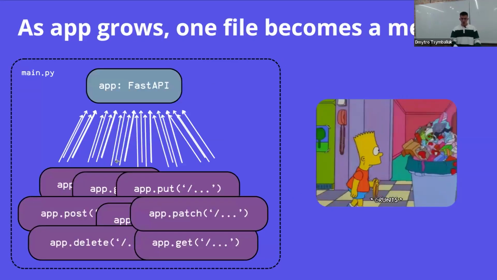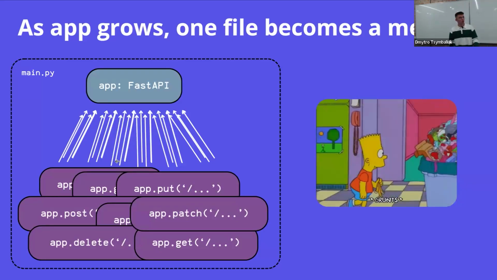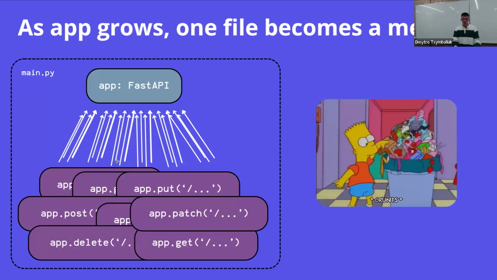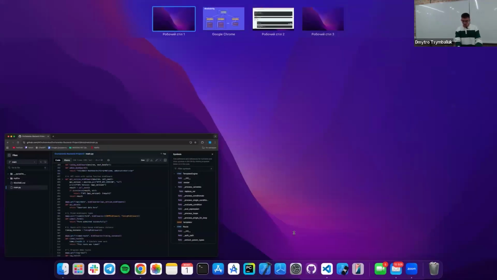So instead of all your routes being attached to your FastAPI application directly, you can split them into different files, and every one of these files will have its own router. And then you will connect your routes not to your FastAPI application directly, but at first add them to your router, and then attach your router to your application. So yeah, let's actually do that in code as well.